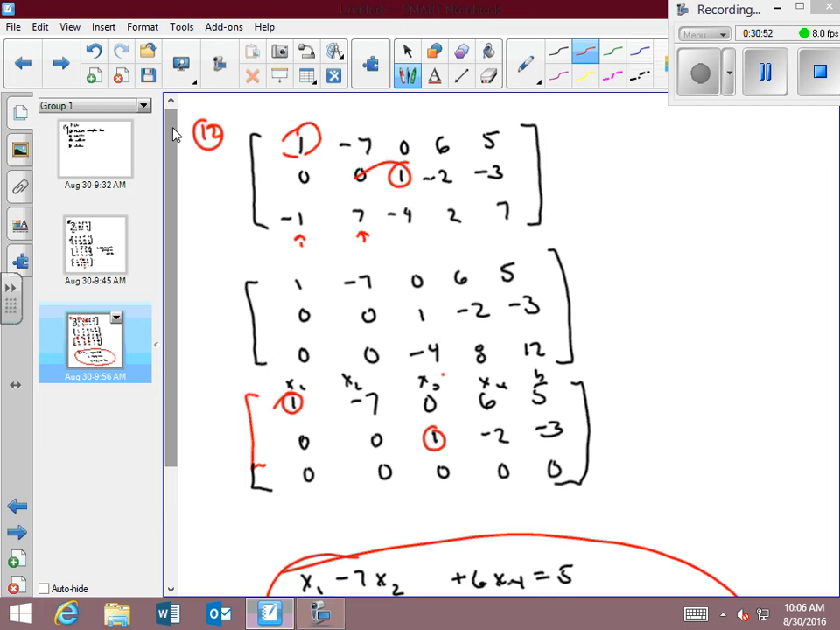Because you're going to have x1, supposedly there's ones down there. So you're going to have x1 plus something x2 equals something, and then you're going to have x2 equal to something, but you don't have an x3. So x3 would be free to be whatever you want it to be, and whatever you assign to x3, you get a value for x1 and x2. Make sense? So it's consistent, with many solutions.